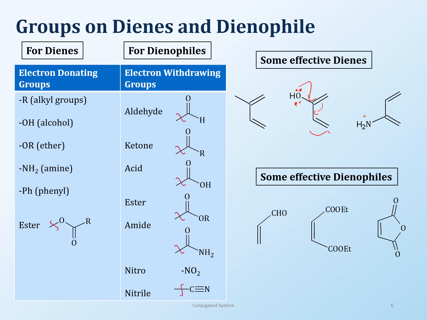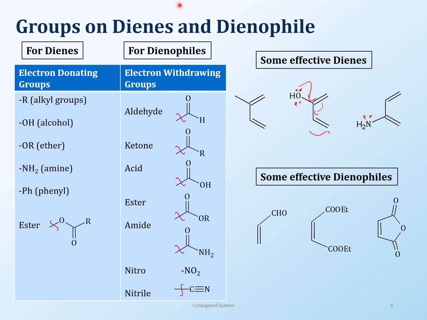And so the same thing happens with the amine groups also. Okay, there is direct conjugation. Phenyl groups are generally quite electron rich, so they help to contribute. So again, anything that pushes electrons into the diene is going to be an effective diene.